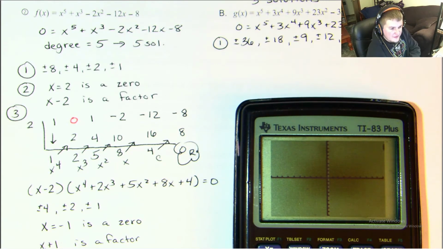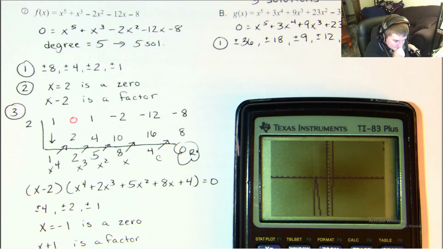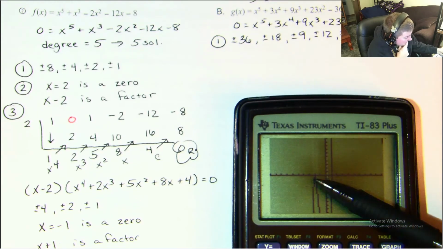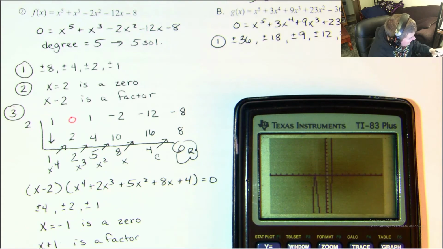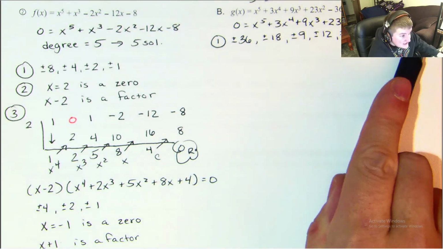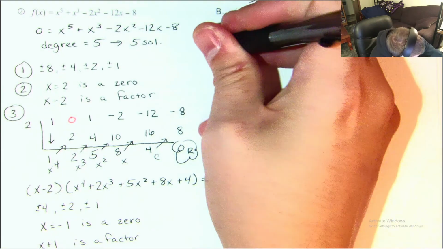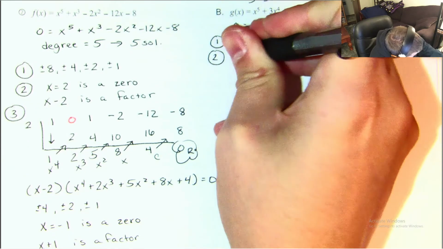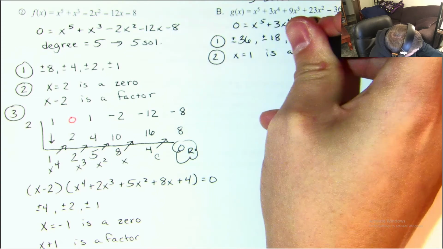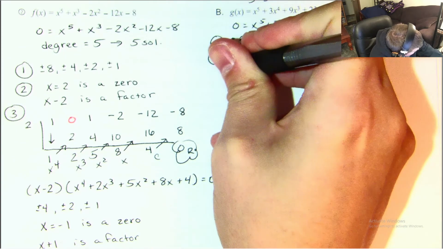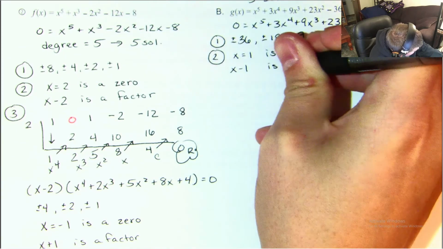So we're going to look at this here. It looks like we're crossing at -2 and at 1. I feel much more confident in 1 than I do in -2. And 1 is a possible solution, so we're going to go with that. So I think that x equals 1 is a 0, meaning that x minus 1 is a factor.